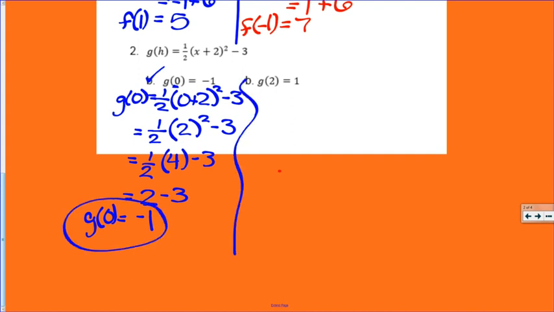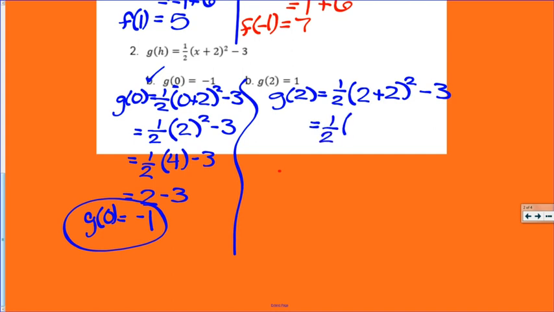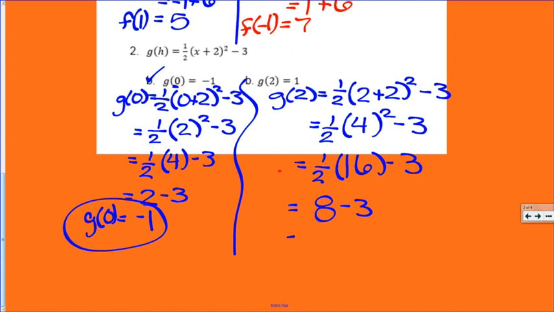Just to be safe, let's check the second one. G of 2 equals 1. So our input is 2. 1/2 times 2 plus 2 squared minus 3. 2 plus 2 is 4. 4 squared is 16. So 1/2 times 16 minus 3. 1/2 times 16 gives us 8. Take away 3. We're left with 5. So they got 1. Second answer is not correct. These are going to go in your ISN, and we'll see you tomorrow.